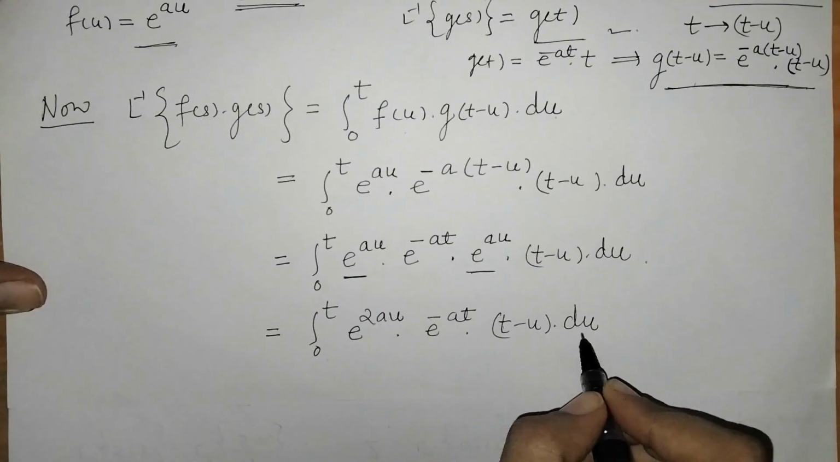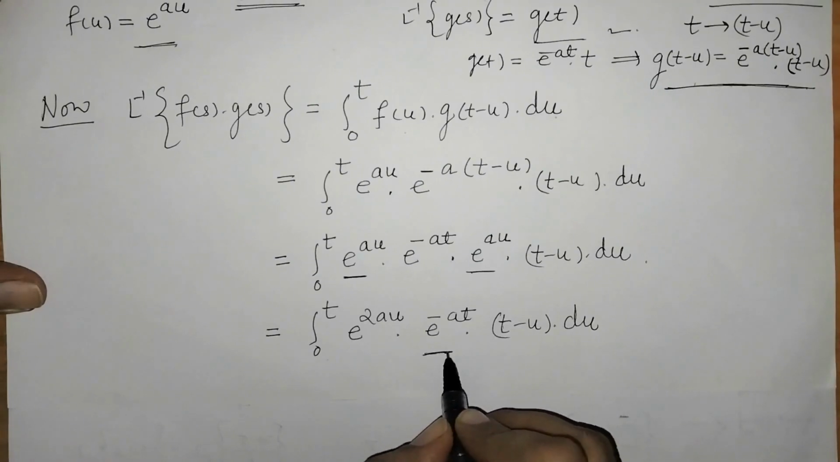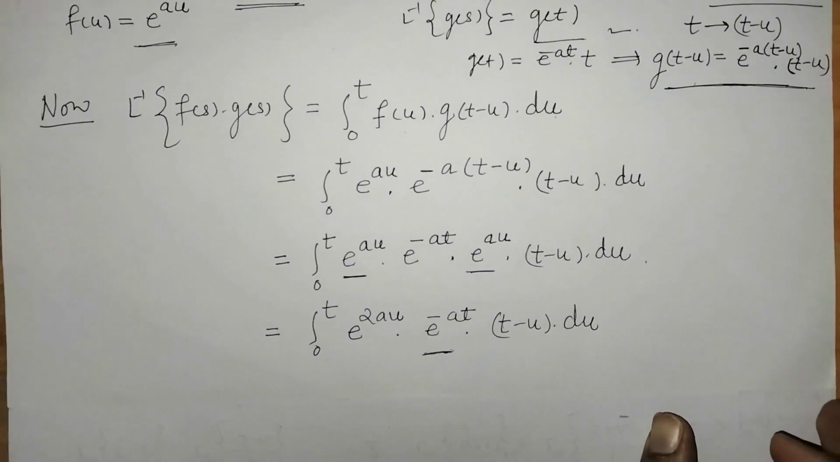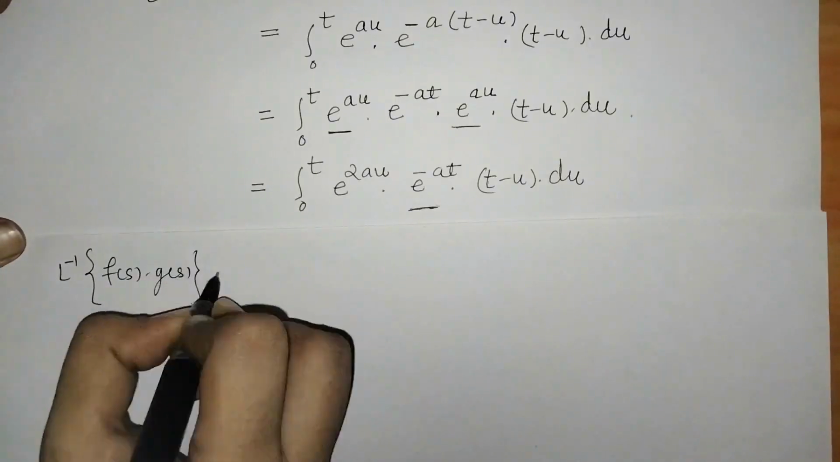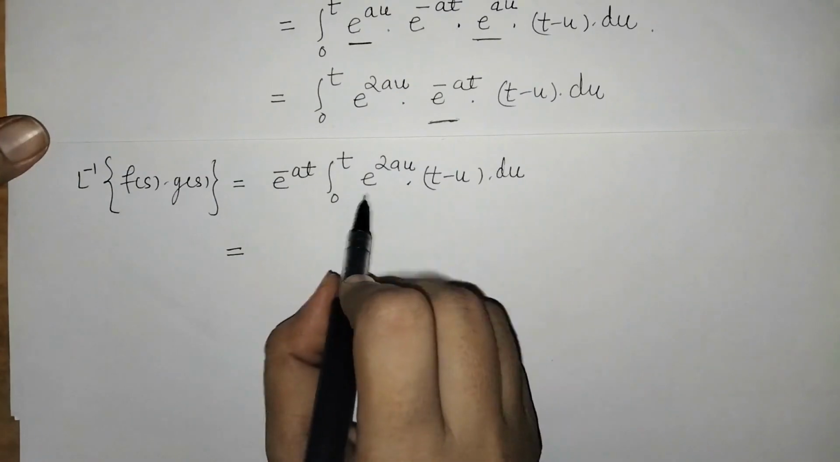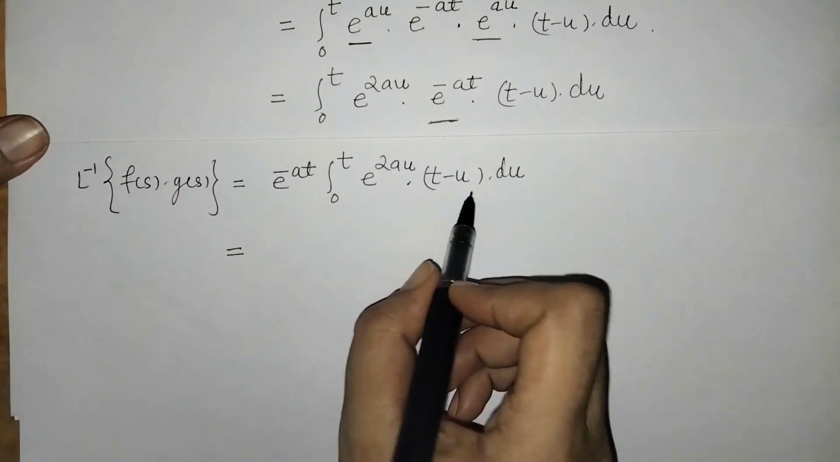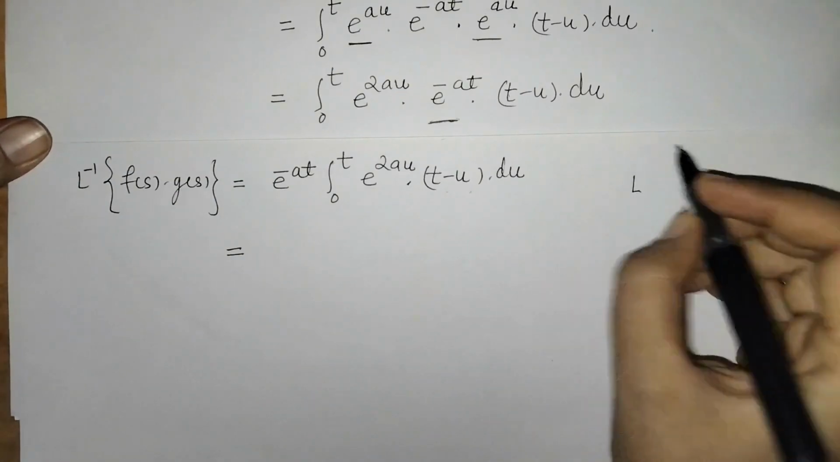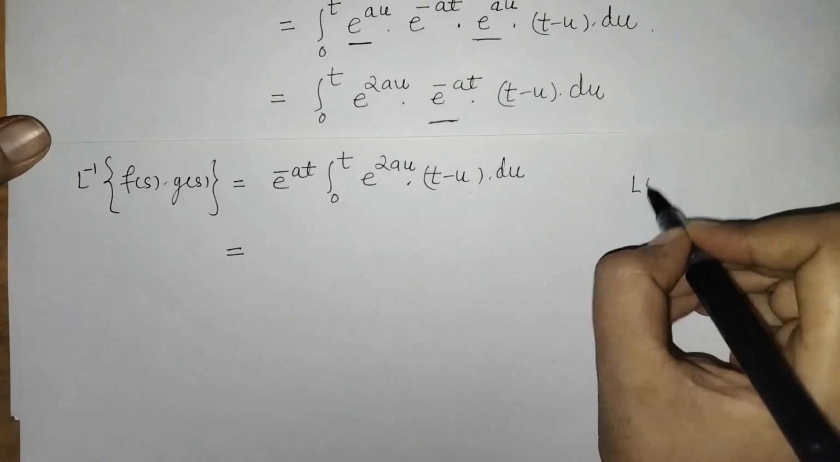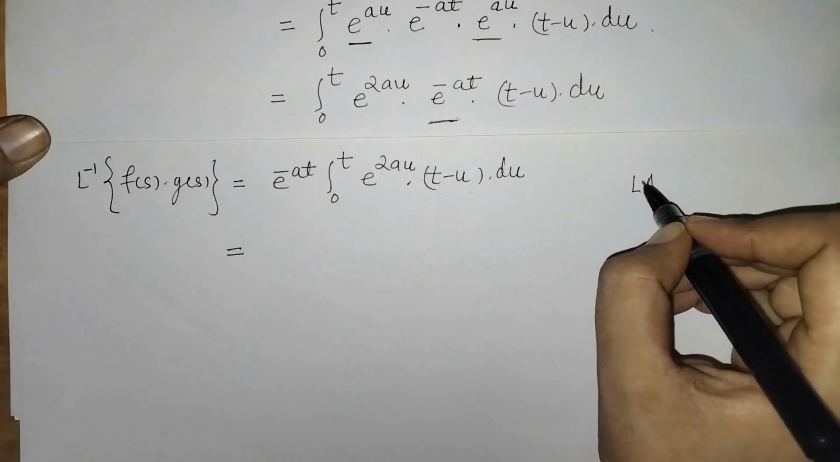Now, since this integral is with respect to u, we have to take this e raised to minus at outside this integral. So next, here we have this exponential and this algebraic function. So we have to apply integration by parts. For this we have to apply this LIATE rule.